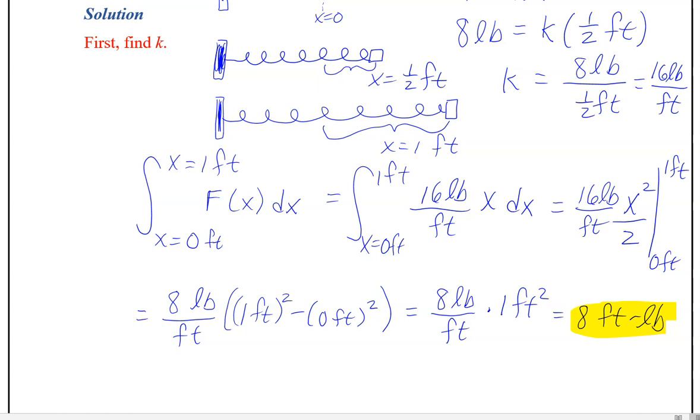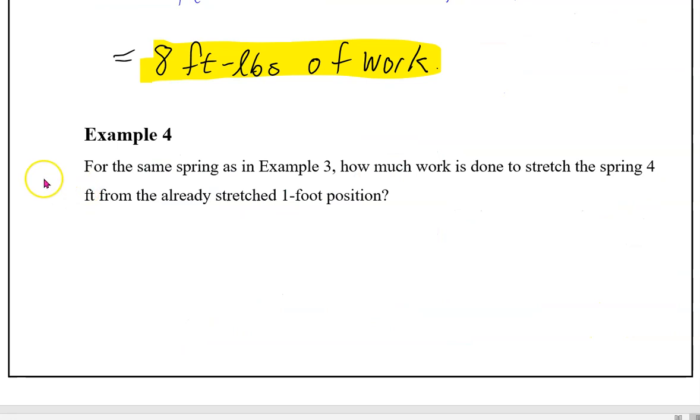Let's now move on to example 4. For the same spring system as in example 3, how much work is done to stretch the spring 4 feet from the already stretched 1 foot position? Keep in mind that you must do more work to pull a spring that's already been stretched even further than is required to pull the spring from an equilibrium position. Pulling on a spring that's already been stretched is much harder than pulling on a spring that's at equilibrium.